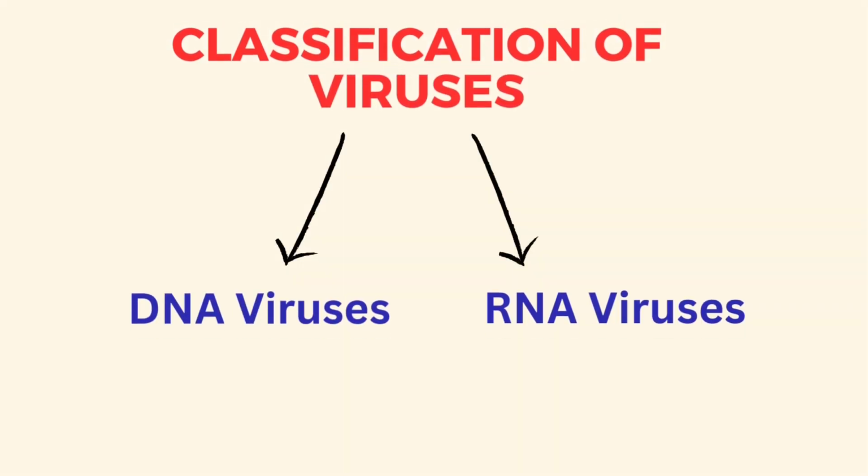Now, classification of viruses. Viruses are classified into two types, DNA viruses or RNA viruses, and this classification is based on the presence of the genetic material, either DNA or RNA, because both are not present. Either DNA is present only or RNA is present only in a virus.